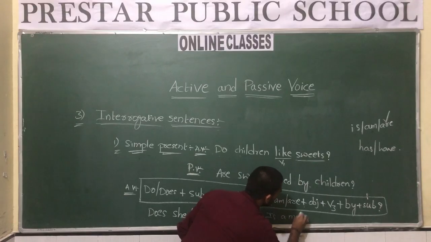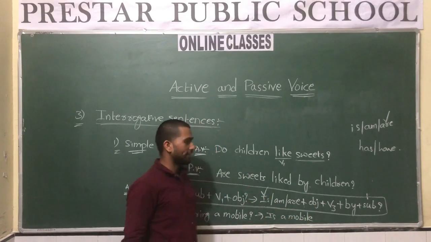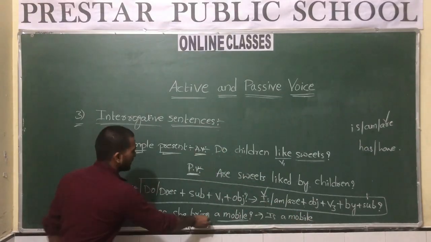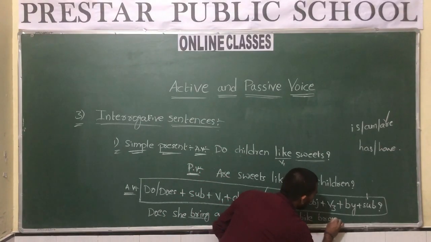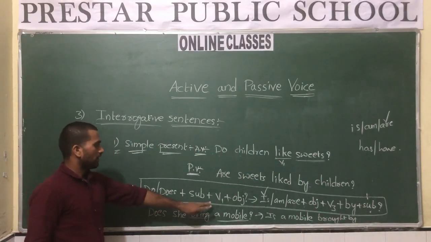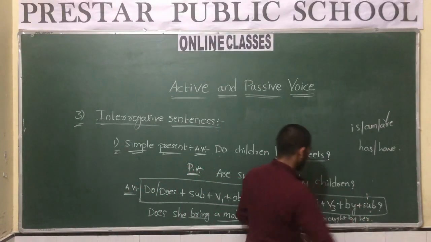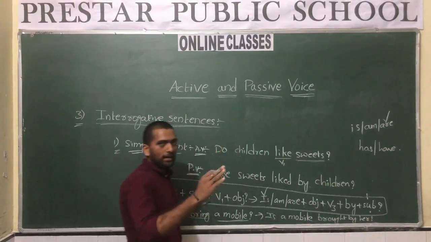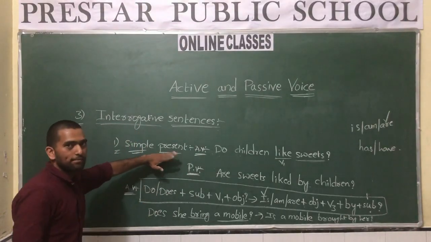Is a mobile. After the helping verb, the object should be written. See here, what is the object? A mobile. So is a mobile. What is the third form of bring? It is brought. Is a mobile brought by, what is the subject here? She. So it converts to her when it is used as an object. So is a mobile brought by her? Question mark. Okay. Practice more examples to get perfect in interrogative sentences which are in simple present.